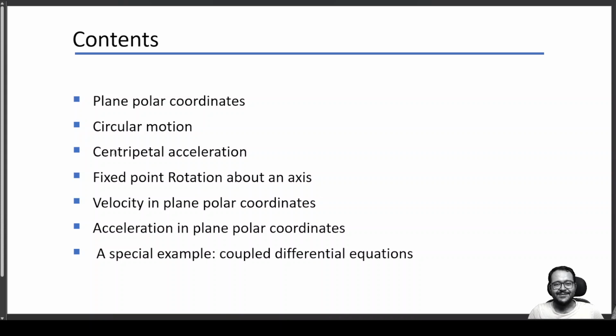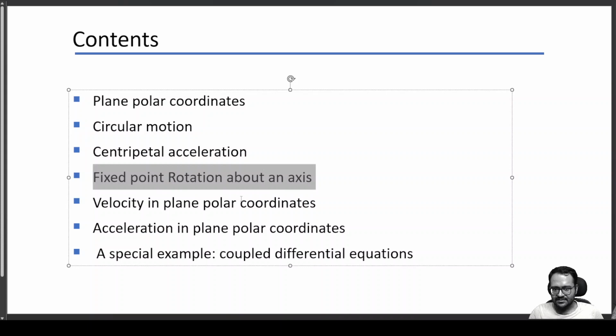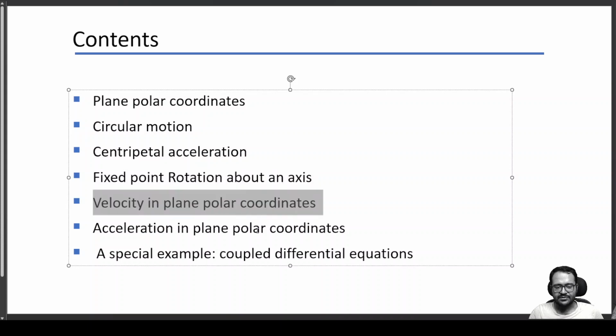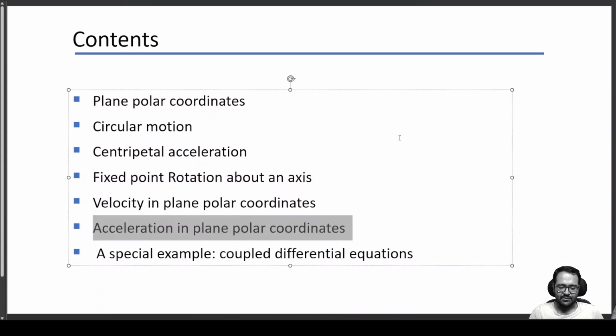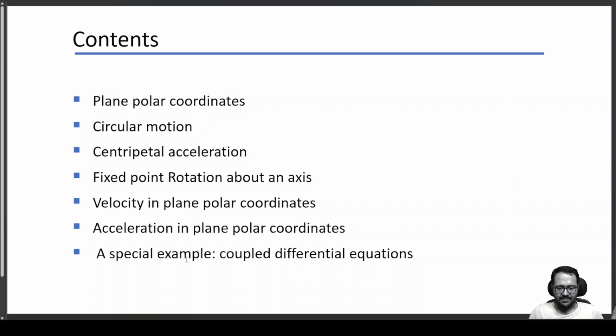Okay. So, a brief content of today's class. What are plane polar coordinates? What is circular motion? What is centripetal acceleration? What is fixed point rotation about an axis? What is velocity in plane polar coordinates? What is acceleration in plane polar coordinates? And we will end up with a special example, which will involve a little bit of coupled differential equations. So don't worry about that.